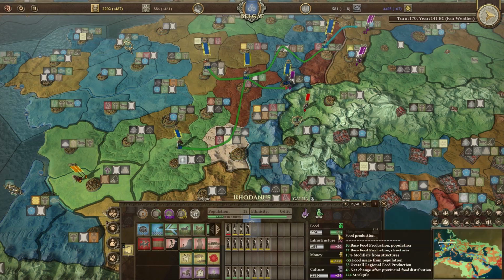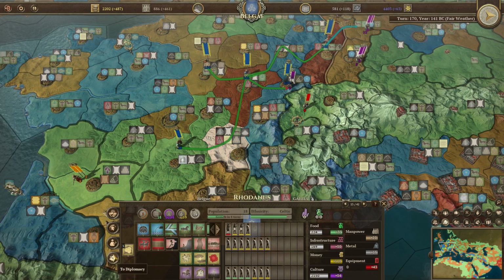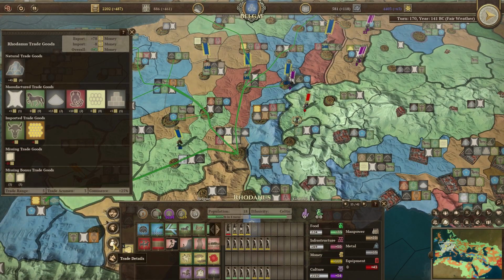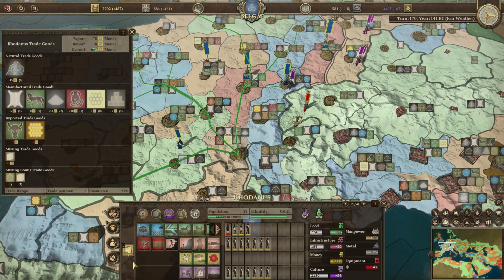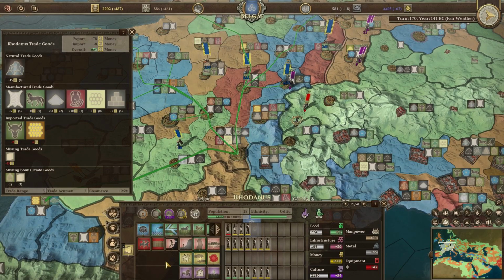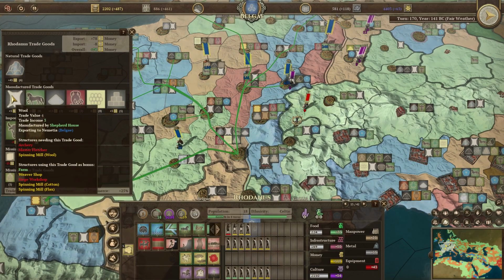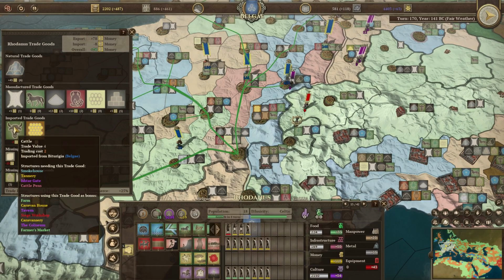Clicking the trade map mode will display the various trade goods on offer, the trade ranges, and any existing trade routes. And clicking the trade details panel will provide a quick summary of the trade situation on a region-by-region basis. Hovering will expose a wide range of useful information about the trade good and specifically how it reaches your region.